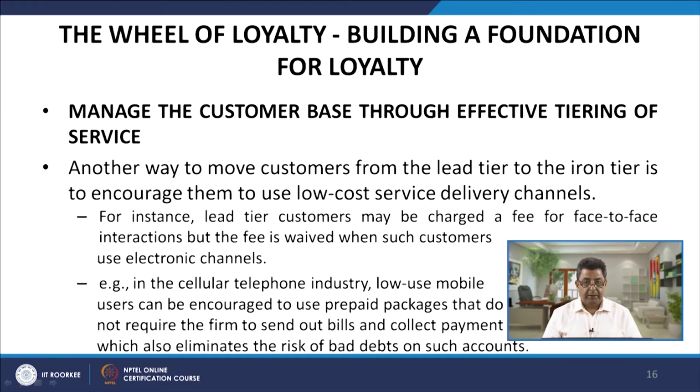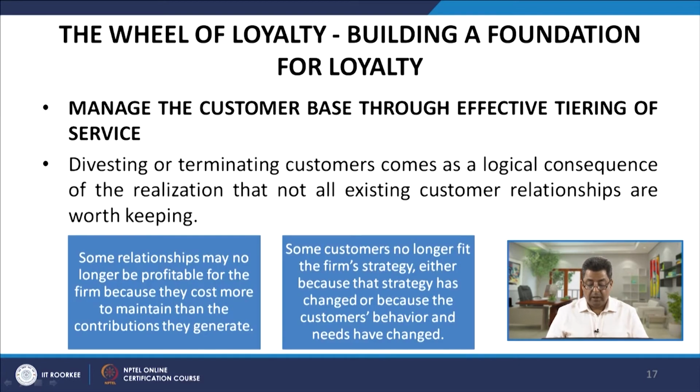Divesting or terminating customers comes as a logical consequence of the realization that not all existing customer relationships are worth keeping. So in this lead segment, there are some customers who can be moved up and there are some customers who have to be moved out. Some relationships may no longer be profitable for the firm because they cost more to maintain than the contribution they generate. So the cost of retaining those customers is more than the profits that they generate.